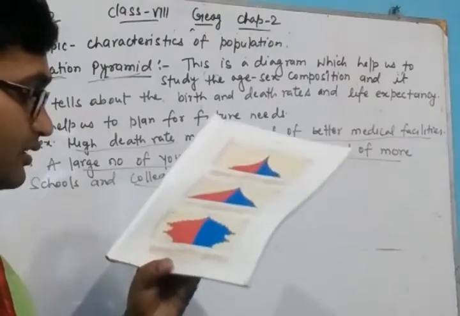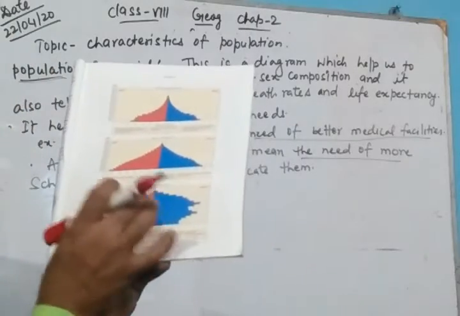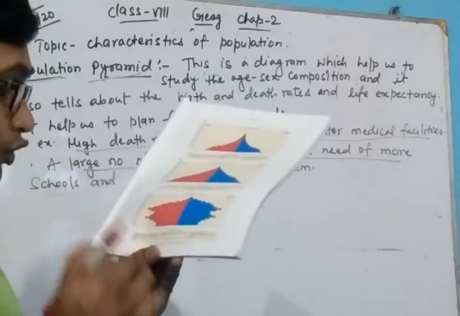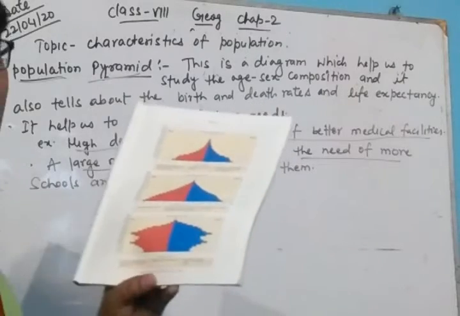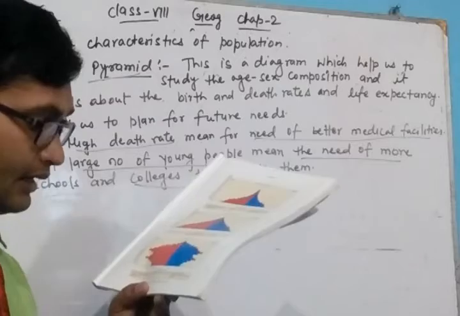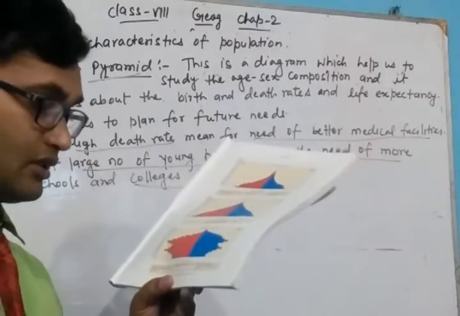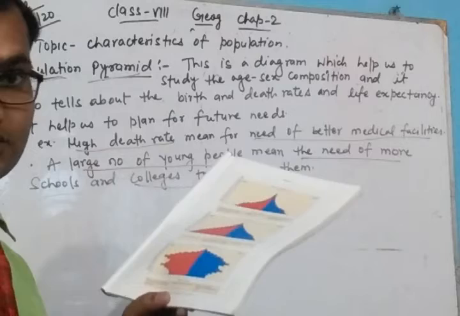In this third pyramid, this is Japan. The very narrow base shows a low birth rate, the narrow top shows a very low death rate, and the broad top shows a high life expectancy, with people reaching old age.